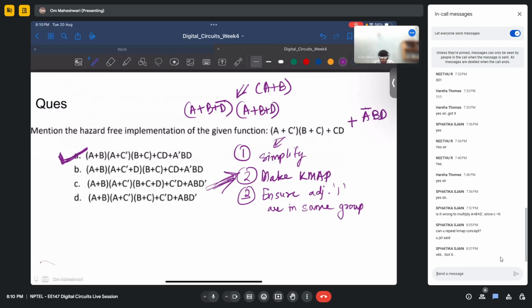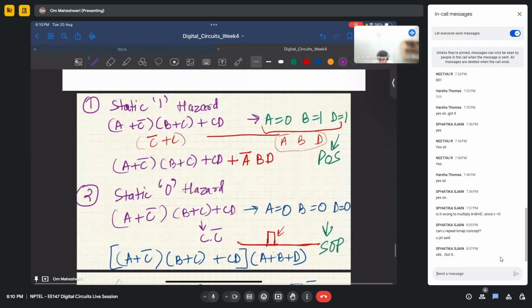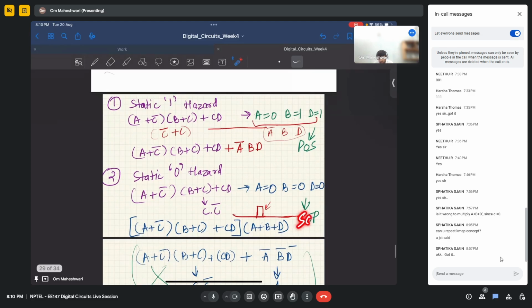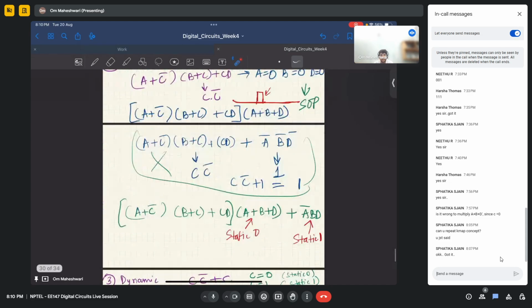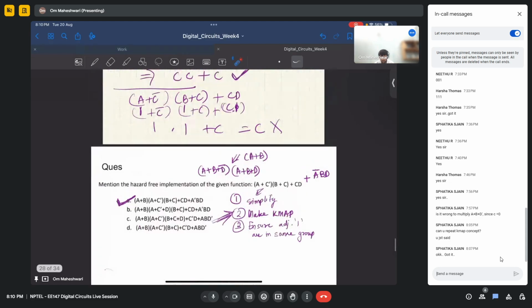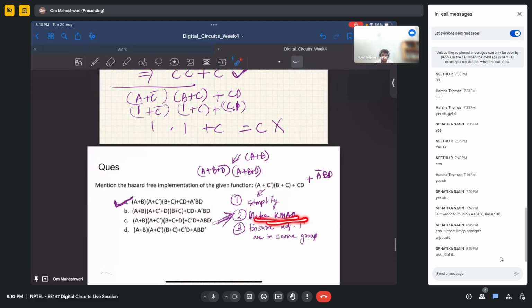So anyways, conceptually it gives us some idea. When static one is there, why do we need POS form? Because if we add this condition, we will bypass this condition. Similarly, in SOP, if we multiply this, we will always ensure it to be 0. For dynamic, it is a little bit difficult to analyze here, as we have seen. So for that, let's just stick to K-maps.